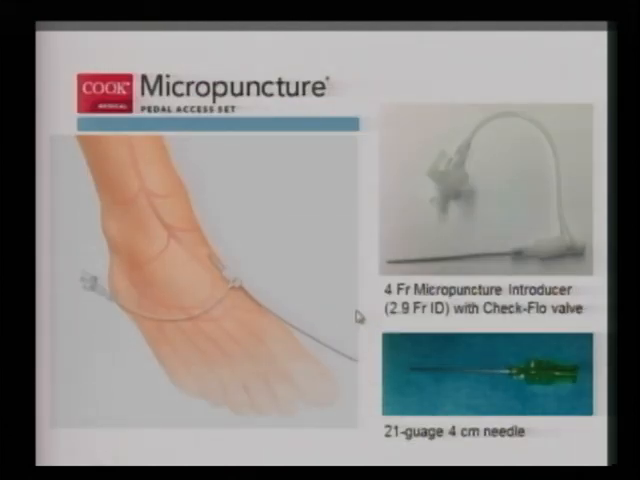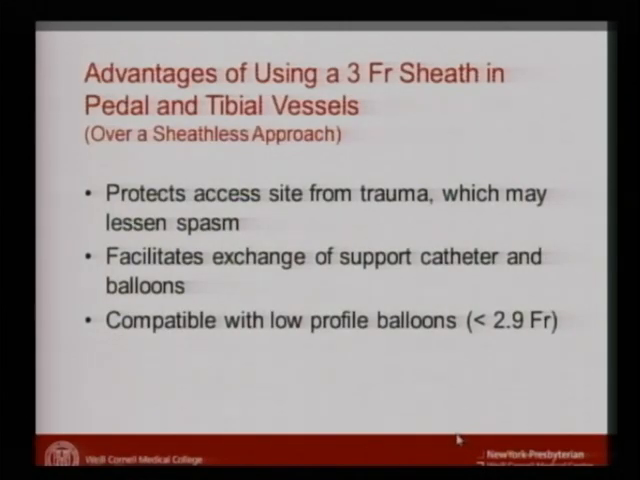This is that pedal access set from Cook. It's actually a micropuncture set, but with a shorter catheter. It has a check flow valve that can be put on the back for contrast injections and for hemostasis. And it comes with the usual micropuncture needle, but it's a shorter needle, so it's a little bit easier to use when you're trying to access a vessel in the foot.